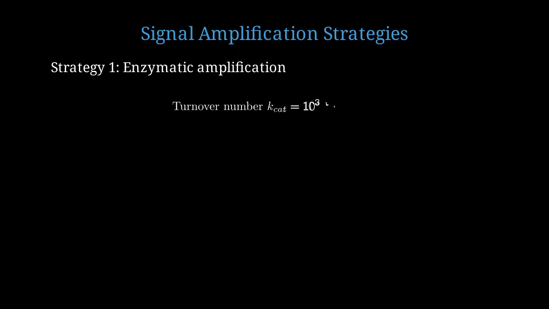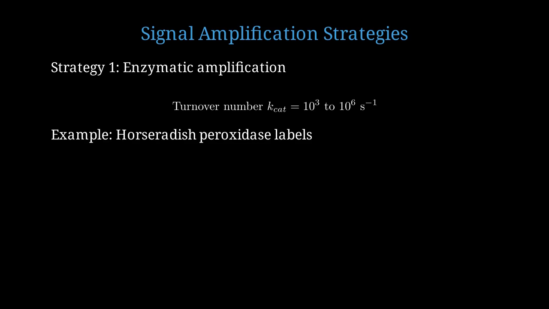One of the most exciting aspects of nanobiosensors is signal amplification. How do we detect even lower concentrations? Strategy 1 is enzymatic amplification. Each enzyme molecule catalyzes thousands of reactions per second. Typical enzyme turnover numbers range from 1,000 to 1 million per second. This means one enzyme molecule can generate millions of detectable product molecules. For example, horseradish peroxidase is commonly used as a label. It catalyzes the oxidation of chromogenic substrates, producing colored products. With enzymatic amplification, we can achieve amplification factors of 1 million to 1 billion, dramatically improving detection limits.